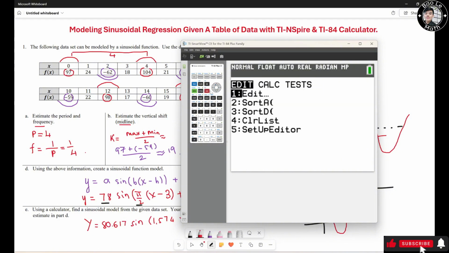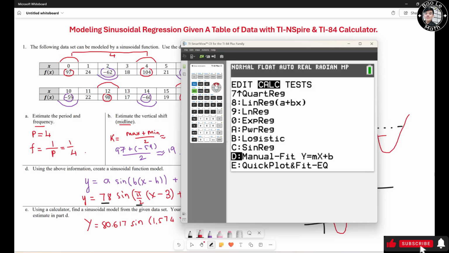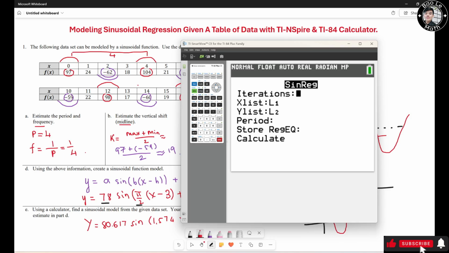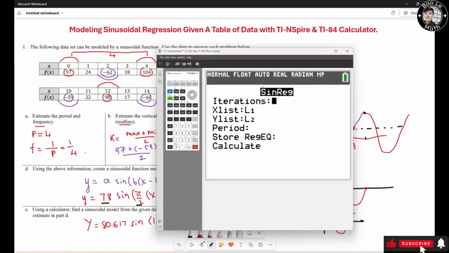Alright, now you're gonna hit stat, go to calc. You're gonna go up, and then you will see the sinusoidal regression right here. Hit enter, and then look at this one right here. You see how many maximums there? 1, 2, 3, 4, 5. So the iteration should be 5. Now S list means L1, Y list means L2. The period right here is gonna be 4, right?